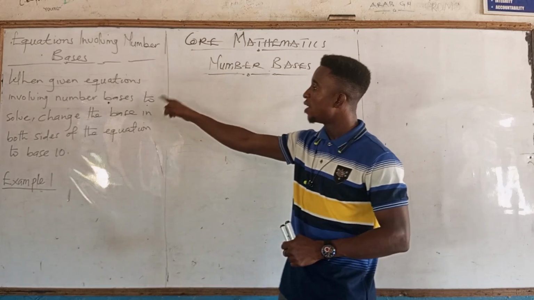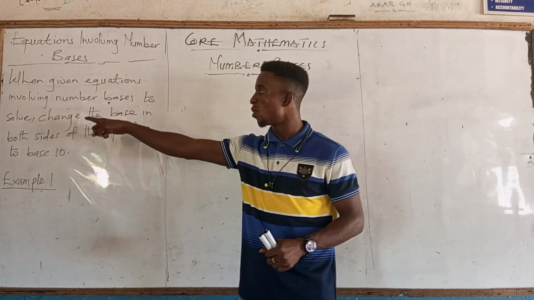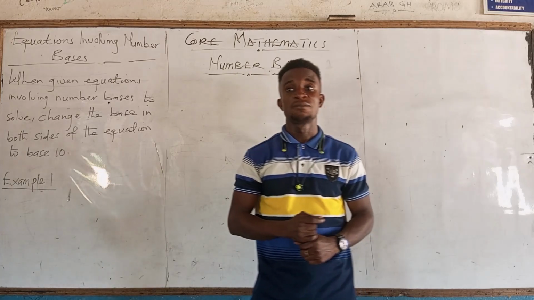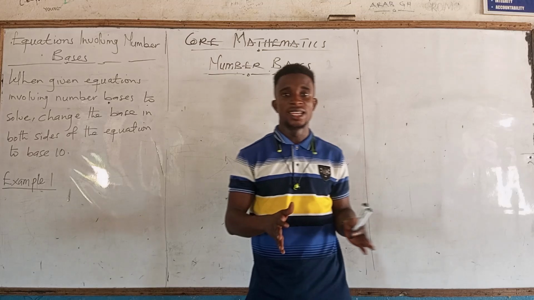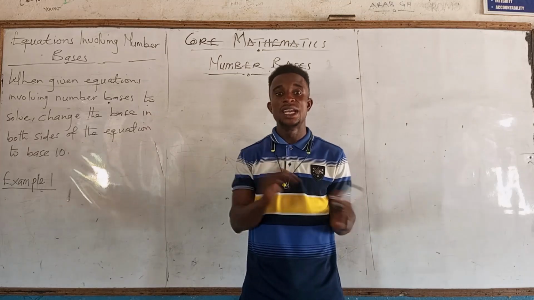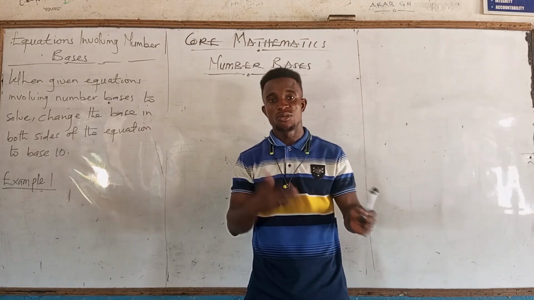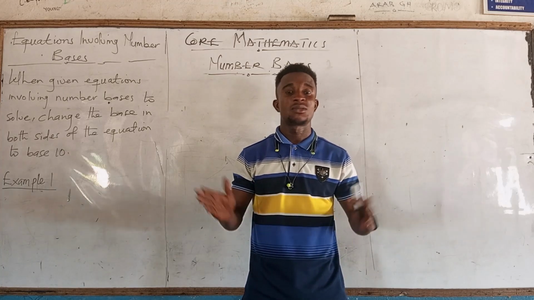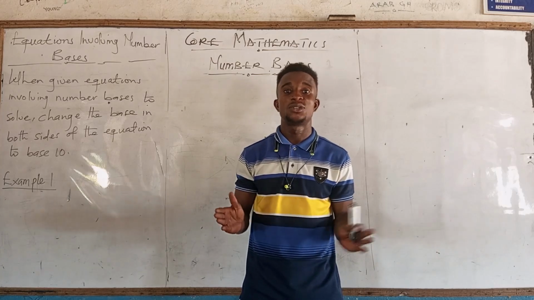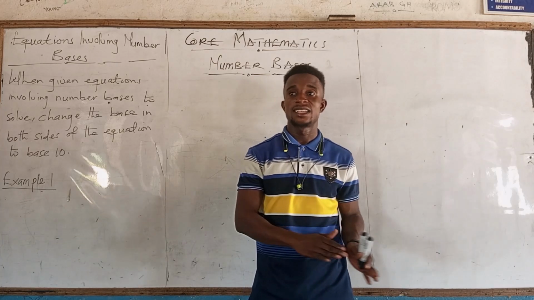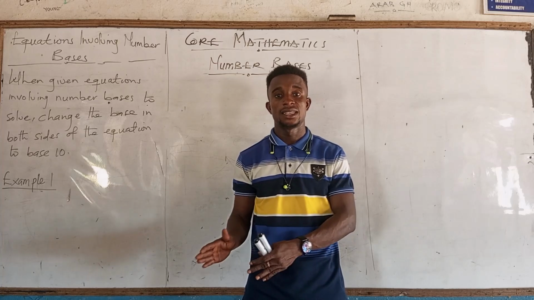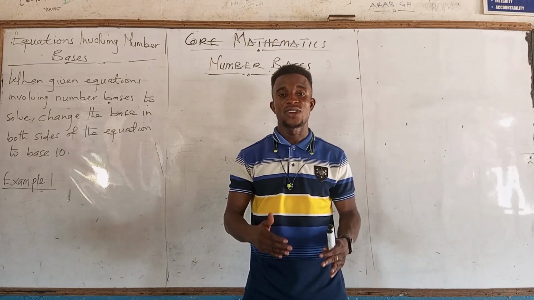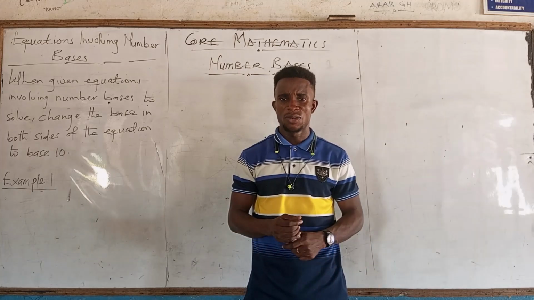When given equations involving number bases to solve, change the bases on both sides of the equation to base 10. If a side is already in base 10, we are done; we are not going to do anything to it. We only change the side that is not in base 10 to base 10. Then it will send us to either a linear or quadratic equation, and then we solve.